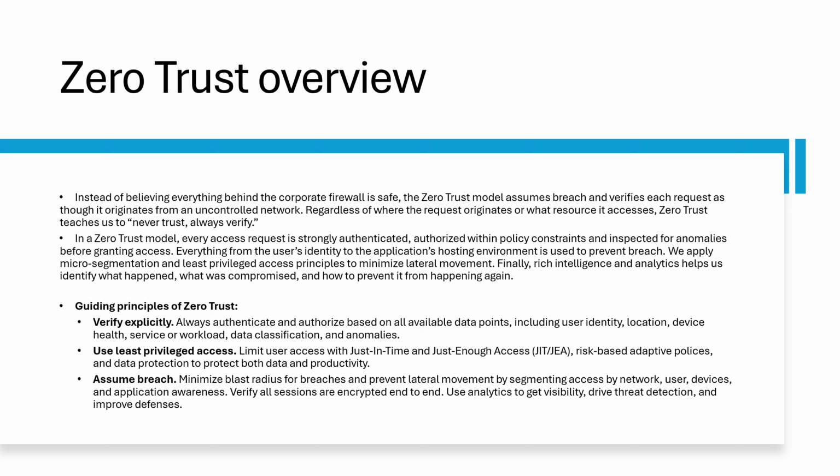In a zero trust model, every access request is strongly authenticated, authorized within policy constraints, and inspected for anomalies before granting access. For example, if someone sitting in Atlanta is trying to access certain information, it is assumed that he or she might be sitting in and doing the job for the same premises or same organization.